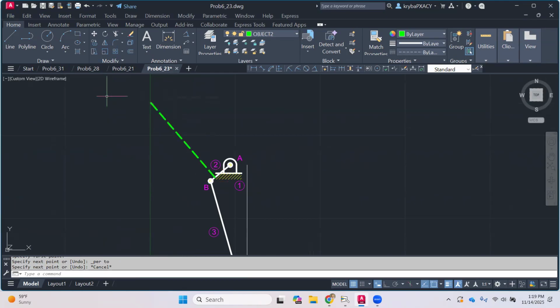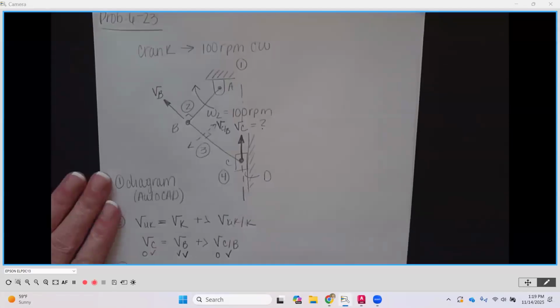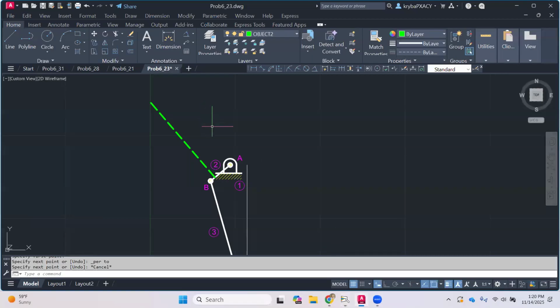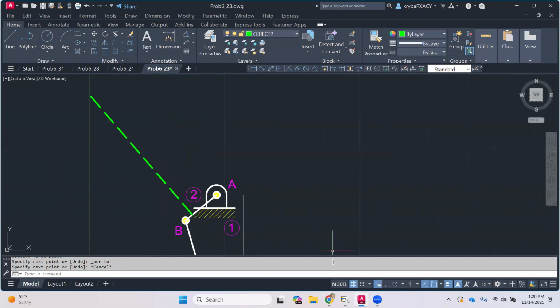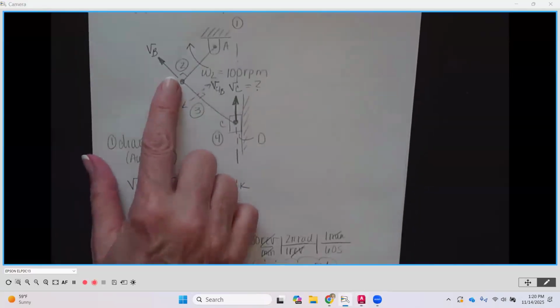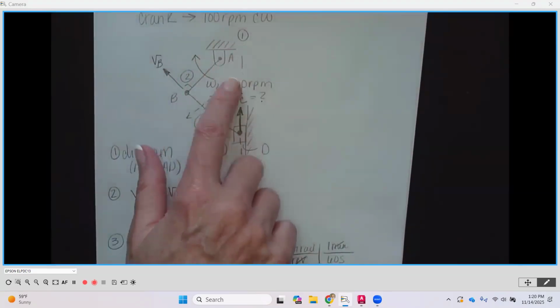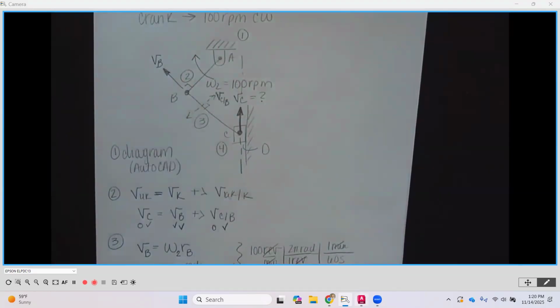Now what I want to do is look at the magnitude of the velocity of B. Okay, my velocity of B is 7.853, and the dimensions that I'm working with on my drawing are like 4 inches and such. So I'm going to keep this at a 1-to-1 scale. So I'm going to draw this at 7.853. So going back to AutoCAD, what I'm going to do is move this. I know that this is going to go up and to the left because I'm in a counterclockwise direction here. I'm sorry, clockwise direction. So I know that's going to go up and to the left.